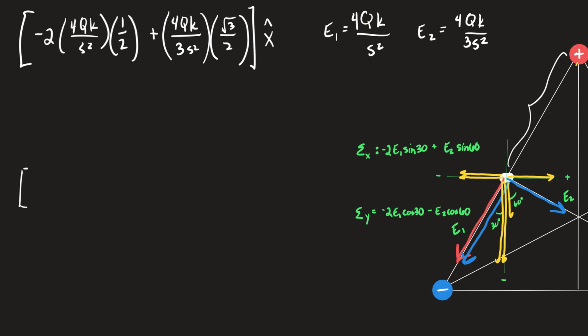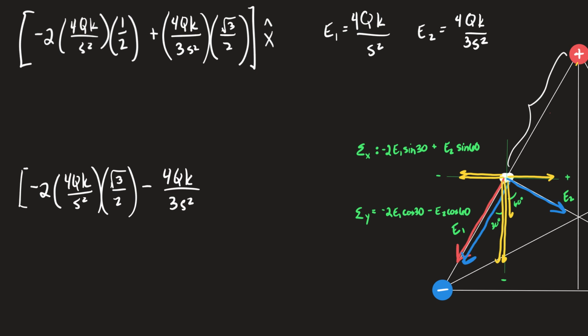So y direction, I've got -2 E1, so 4qk over s squared, times the cosine of 30, so square root of 3 over 2, minus E2, which is 4qk over 3s squared, times the cosine of 60, so 1/2. This is all in the y direction. It's icky, I know, but bear with me for a minute. Everybody okay?